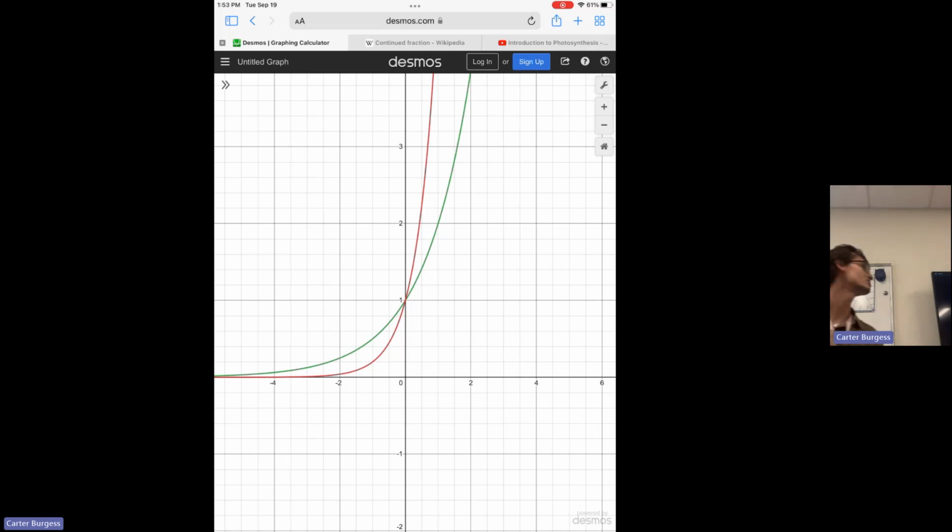And so looking at these two graphs, one of these is 2 to the power of x. One of them is 5 to the power of x. Which one is going to be which? Which one is the red? Which one is the green here? Yeah, so what's the logic with this?